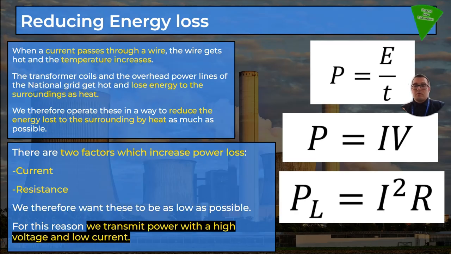We can't do a great deal about the resistance of the wire because they have to be long and they have to be made out of a certain material. We can obviously make sure that material is a good conductor, but we can do something about the current, which obviously has a better effect because it's squared in the first place. So we do that by transmitting the electricity with obviously a constant power, but high voltage and low current. That's how we transmit it through the overhead power lines to be as efficient as possible.